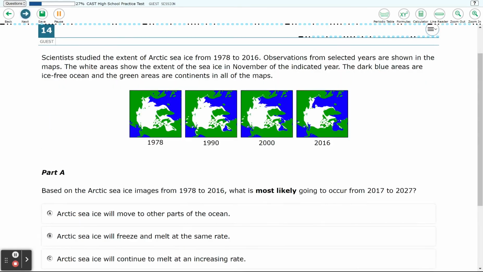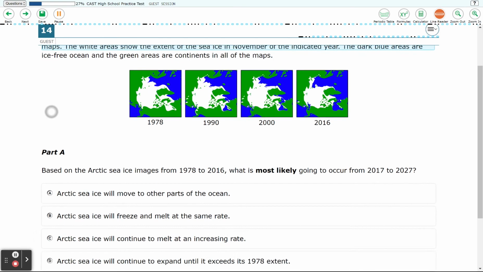Move on to question 14. Scientists studied the extent of Arctic sea ice from 1978 to 2016. Observations from selected years are shown in the maps. The white areas show the extent of sea ice in November of the indicated year. The dark blue areas are ice-free ocean, and the green areas are continents in all the maps.